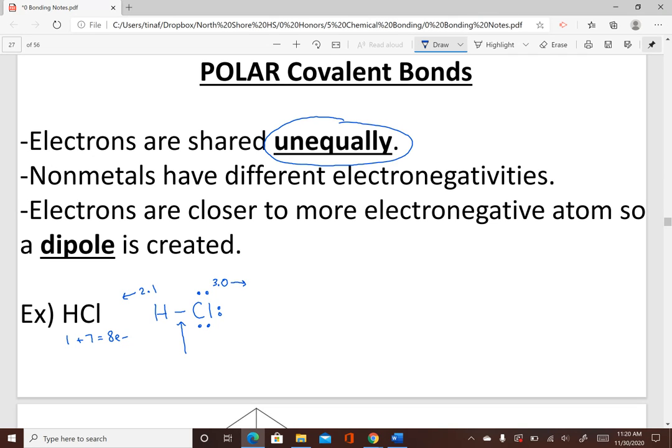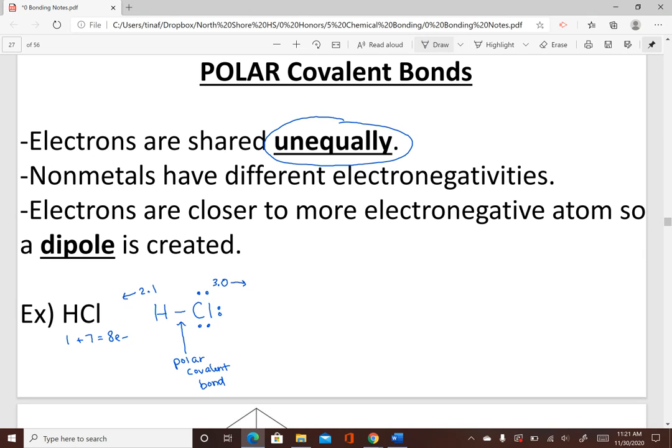Those shared electrons are spending more time near chlorine. They're closer to chlorine's nucleus than to hydrogen's. Okay? So this is a polar covalent bond. They're not being shared equally. They're closer to chlorine. Okay, so how do we show that something is a polar covalent bond? You can see this 2 ways.